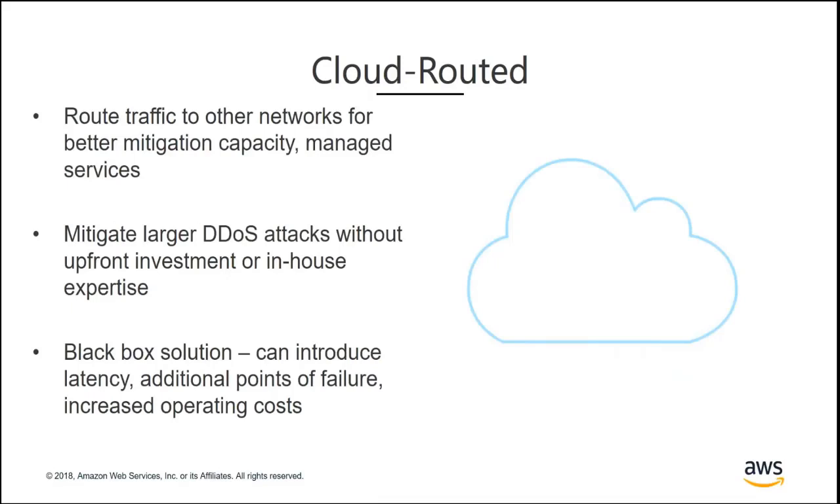With cloud-routed solutions, that problem was solved, but the biggest setback with cloud-routed was probably latency. When you put another network in front of your network, you're at the mercy of that network's latency and then reliable routing between that intermediate network for mitigation and passing clean traffic back to your origin. The cloud-routed solutions could handle larger attacks because of the increased economy of scale, but it was still a black box solution which could introduce that latency, additional points of failure, and increased operating costs.